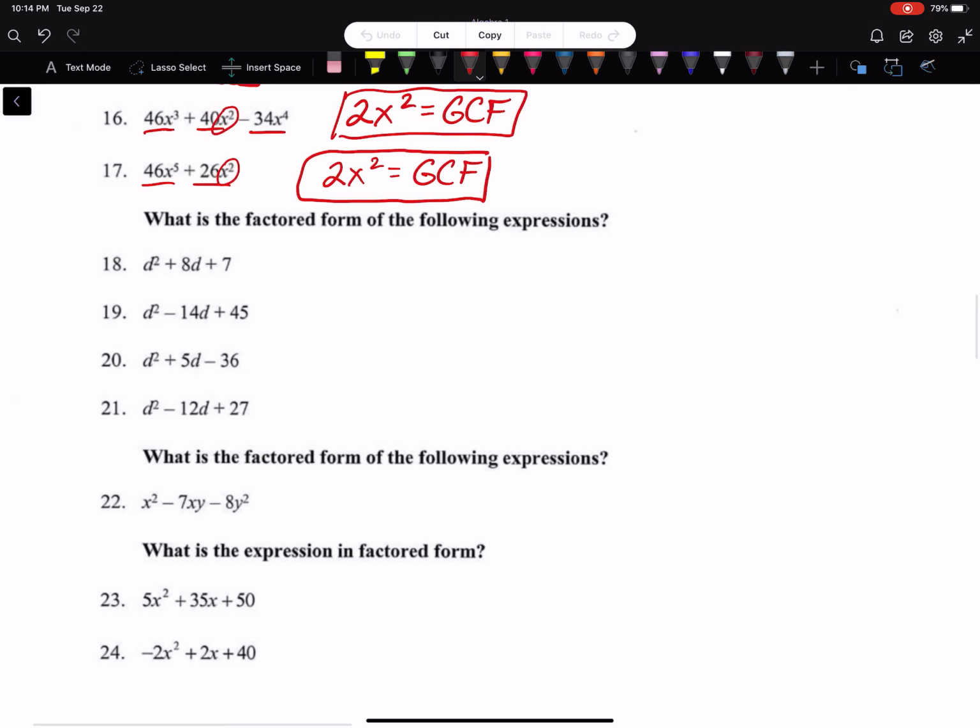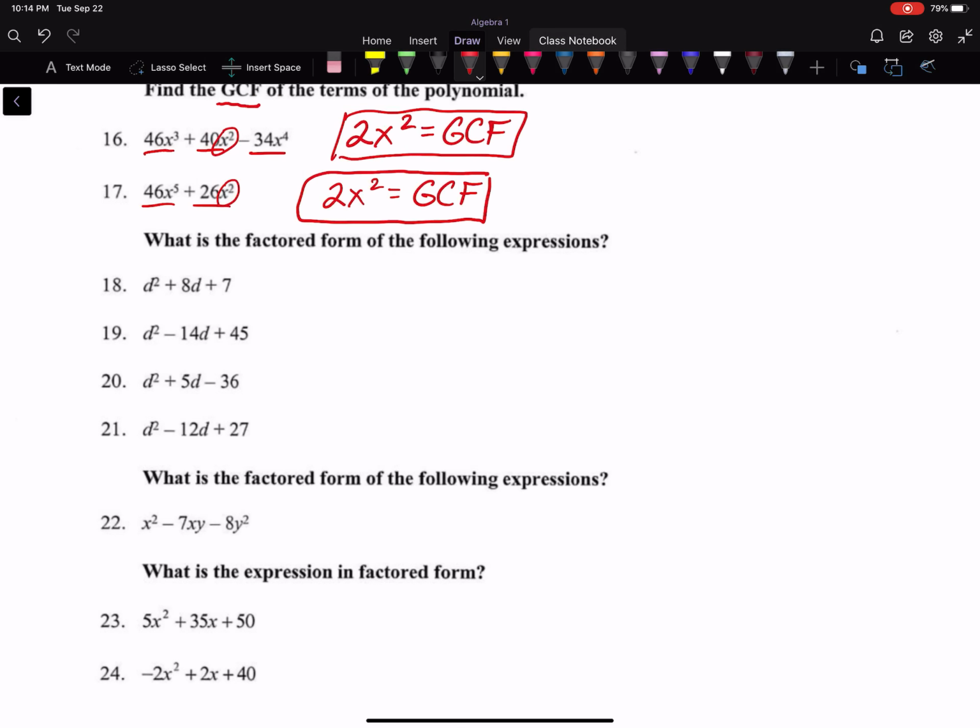18, 19, 20, and 21. These are your trinomials that you're going to be factoring. So we're going to make our two parentheses and figure out what are the factors. So I'm just going to do them all real quick here. Save a little time later on. So we have D. So we're going to have D and D. And we're looking for two numbers that multiply to be 7 and add up to 8. Well, that's pretty easy. That's 7 and 1.